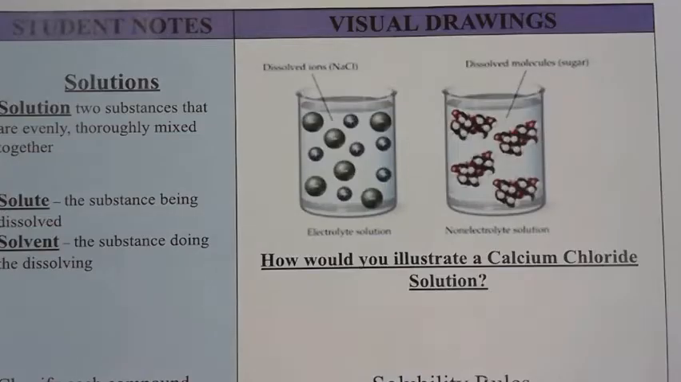For today's video, the first video for the unit, we're going to be introducing this concept called the solution. This is really what a lot of the chemistry is going to look like for us for the remainder of the year, where we have two substances that are evenly, thoroughly mixed together, which is the true definition of a solution. There's a couple of terms associated with that, and they're all connected through terminology. Solute is the substance that's being dissolved, and a solvent is the substance that's doing the dissolving.